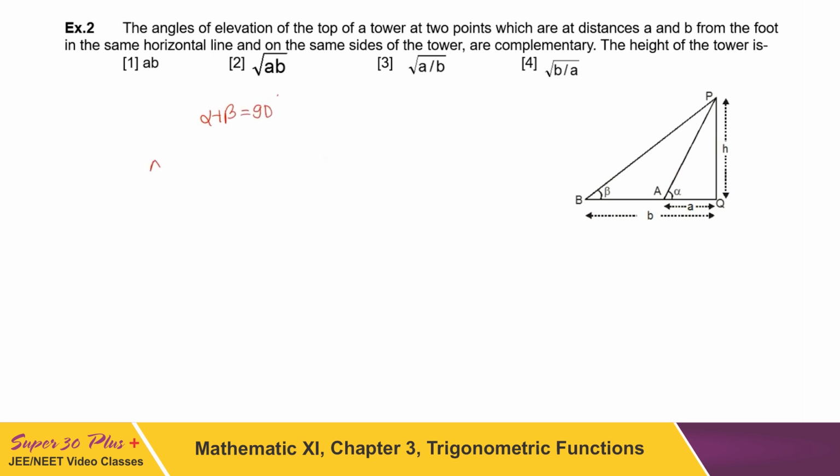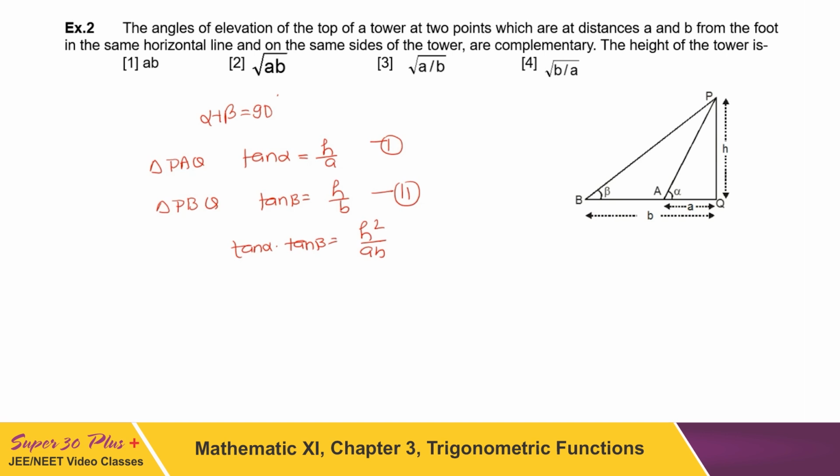What is tan alpha? In the triangle PAQ, tan alpha is equal to H upon A. This is equation number 1. In the triangle PBQ, tan beta is equal to H upon B. This is equation number 2. Now multiplying these two, tan alpha into tan beta is equal to H square upon AB. As we know, alpha and beta are complementary angles, then we can write tan alpha into tan(90 minus alpha) is equal to H square upon AB.